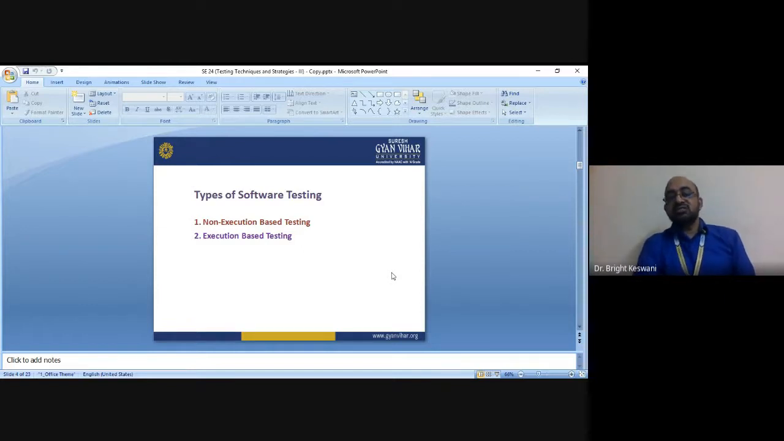The execution based testing is divided into two categories mainly. First is black box testing, and second is white box testing. In the black box testing, we are not focusing on the execution of code. Okay, we are not concerned with the internal functionality of the code. We are focusing only on what we input into the system, and what we are getting from the system.